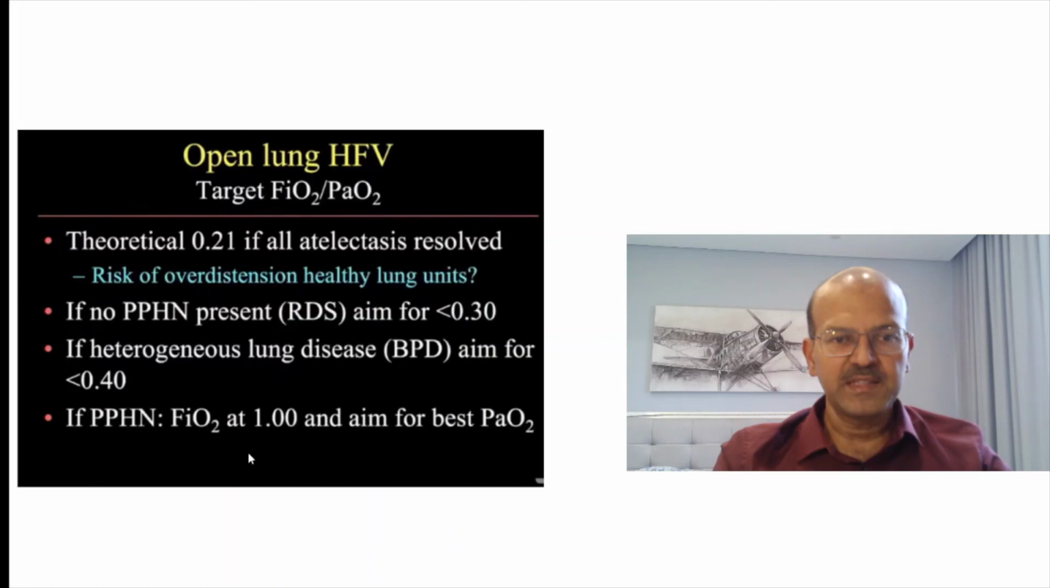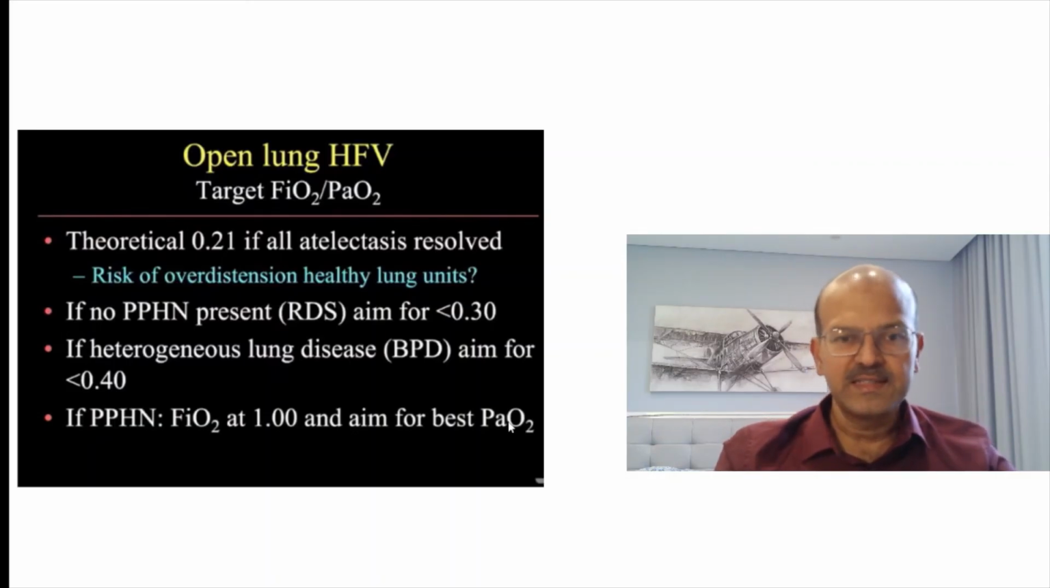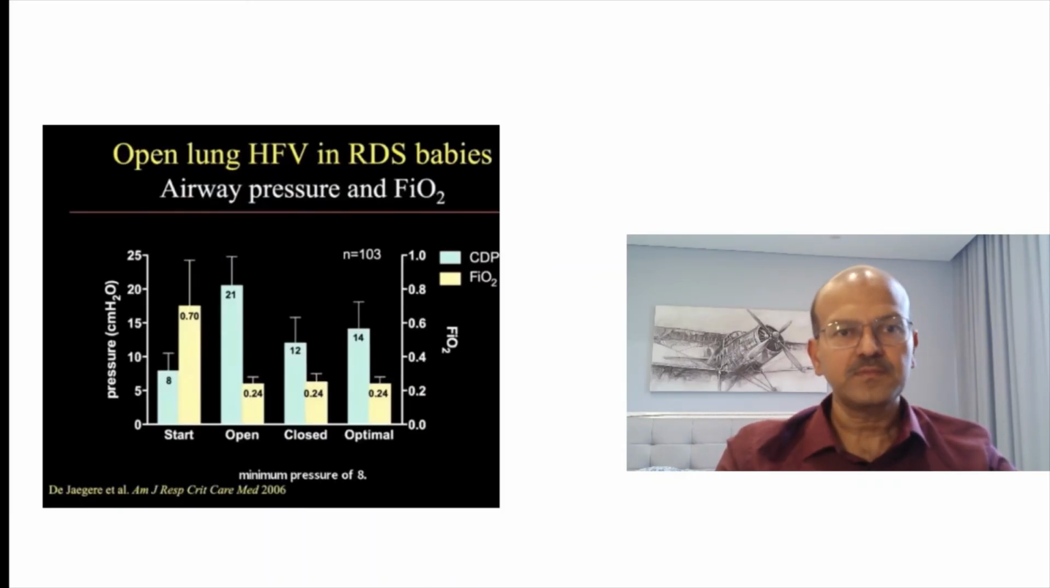And if there is PPHN, the FiO2 may be accepted at 1 and aim for the best possible PaO2. So according to the disease, not every baby with PPHN needs 100% oxygen. Obviously, if you are able to oxygenate reasonably well at 60 or 70%, it's a higher oxygen than what you would accept in other situations if you have PPHN.